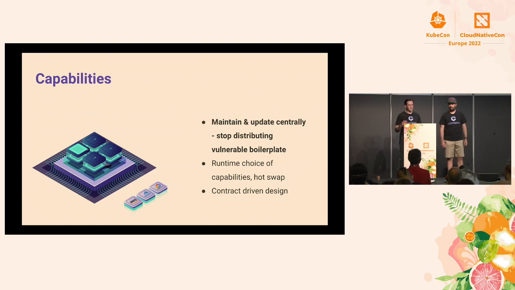You're not making sure that everything is fine, and this makes up to 95% of the application code that you end up deploying. With this capabilities model, you choose it at runtime, you can hot upgrade to a new version, you can patch vulnerabilities, and you write your app in terms of a common contract. You don't deal with it when you design your application.